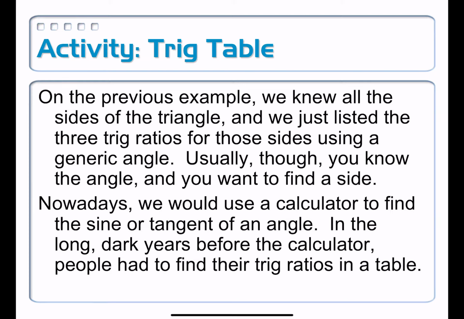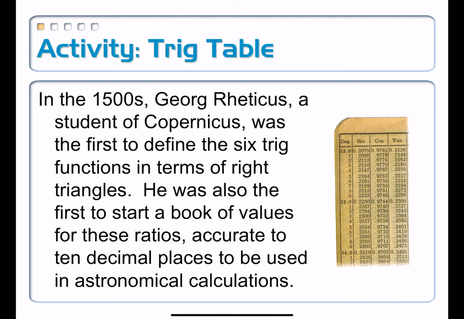But in the long, dark years before the calculator, people had to find their trig ratios in a table. It's a trig table. So here's an example of one. In the 1500s, that's during the Renaissance, George Rheticus, a student of Copernicus. Copernicus, very, very important scientist. He's the one who came up with the Copernican system that explained that the Earth was no longer the center of the solar system, that it was, in fact, the sun.